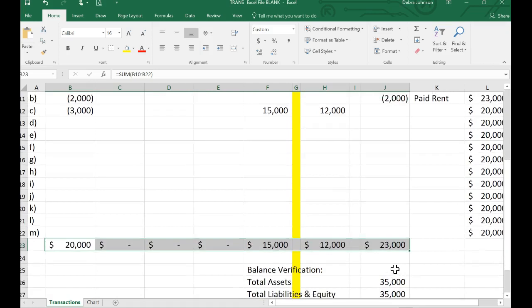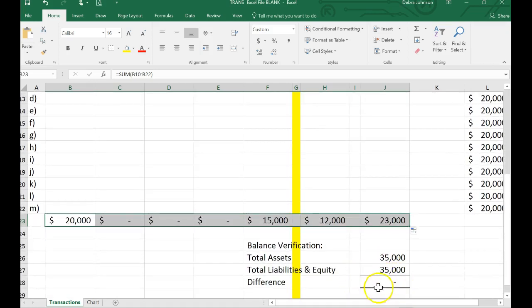And after every transaction, you want to make sure that the difference is 0. That means that the left-hand side, the assets, equal the total liabilities and equity of the right-hand side. So check that equality after each and every transaction. You'll notice that in all the problems I give you check figures so that you can check your work.